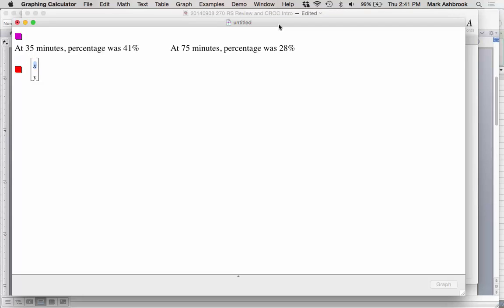Control 2. Control 2 plots a single point. What is my x value? My y value is? Okay, and now I want to plot the second point. Control 2, 75 and 28.